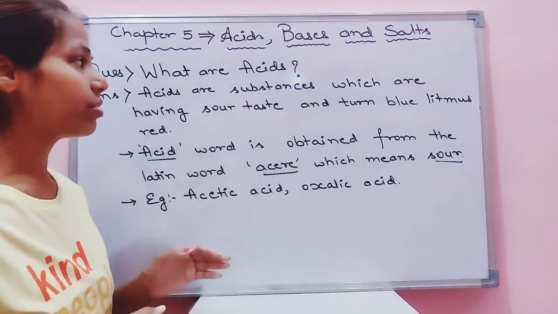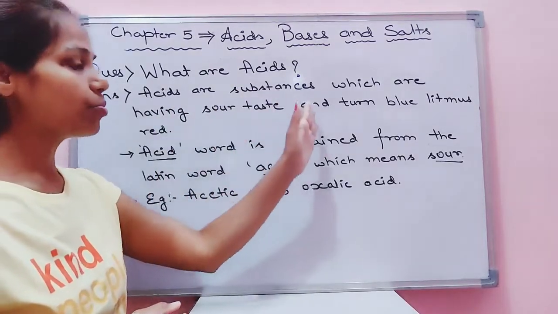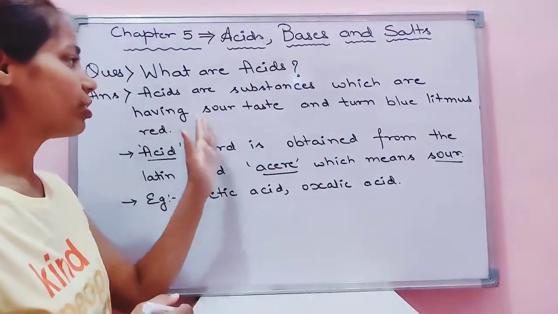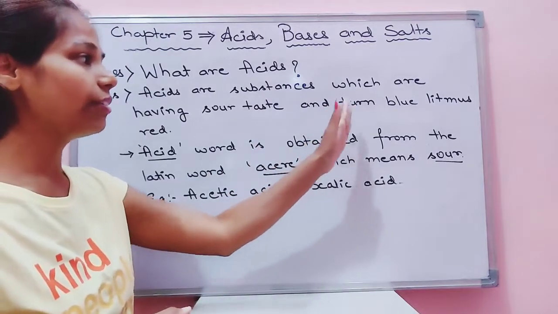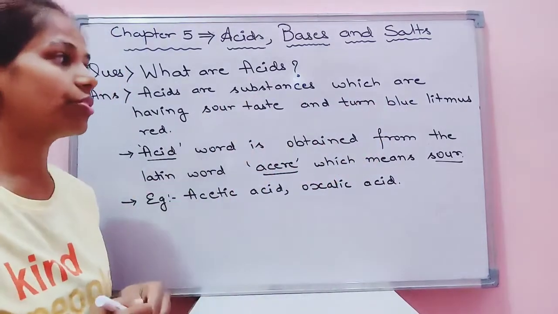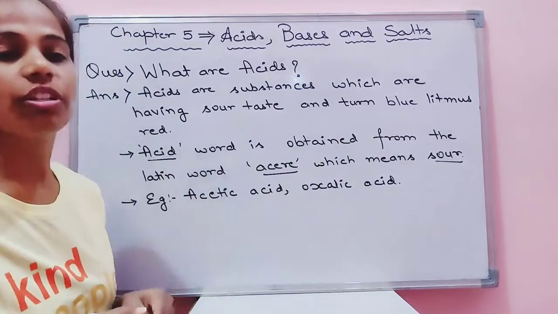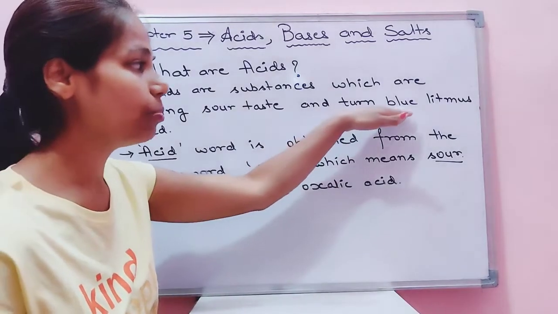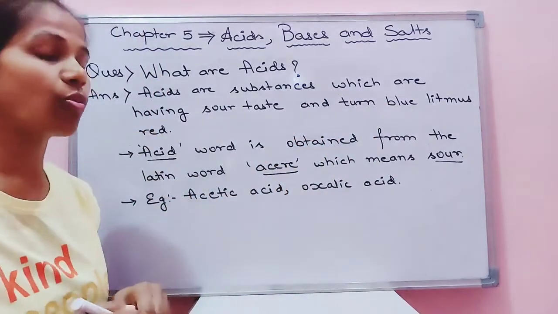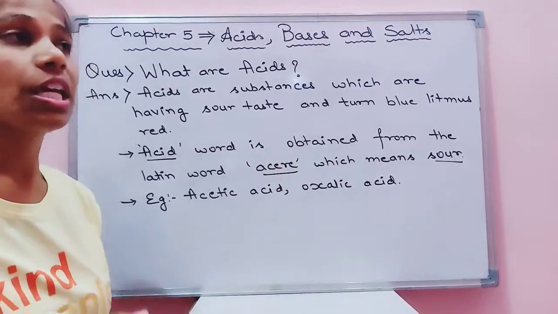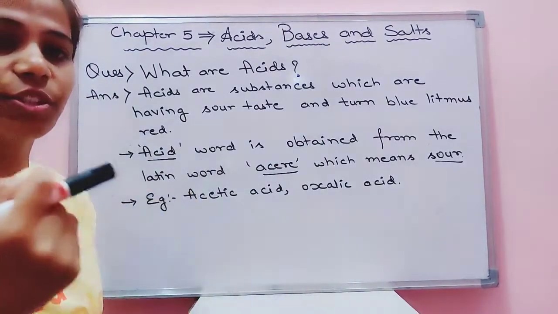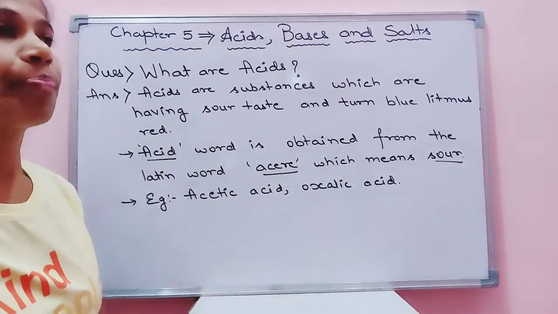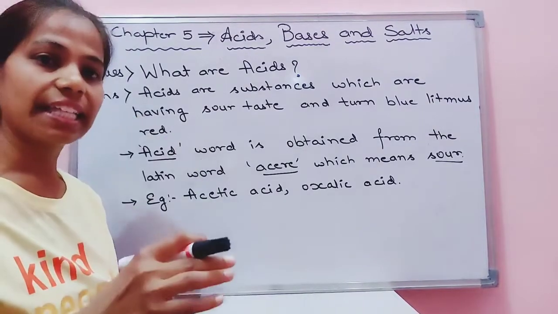What are acids? Acids are substances which have a sour taste and they turn blue litmus red, children. They have a sour taste and they convert blue litmus papers into red. Now, what are blue litmus papers? Children, it is a kind of indicator. It is formed from the lichens.